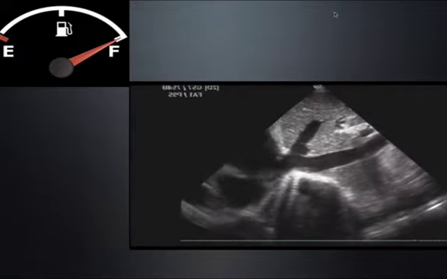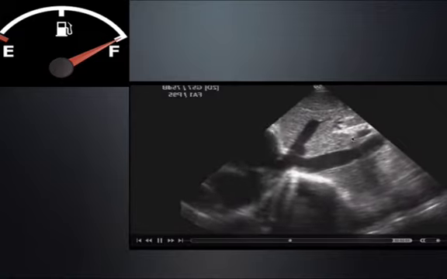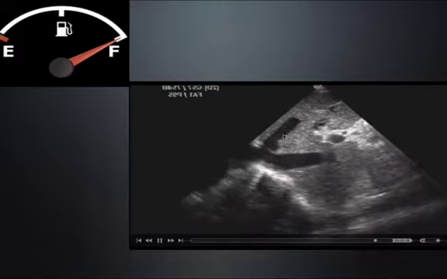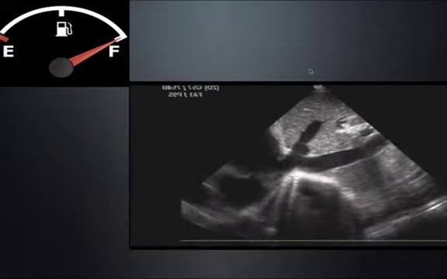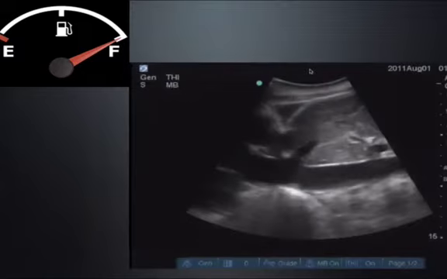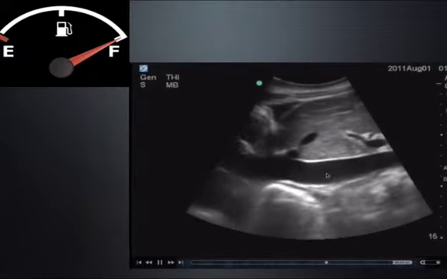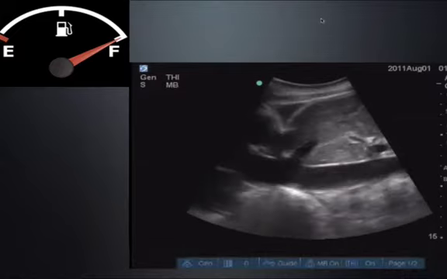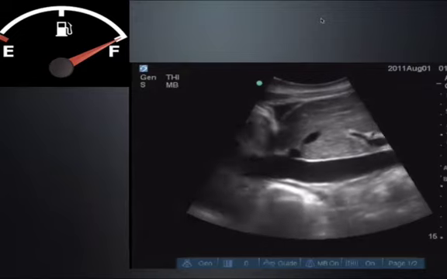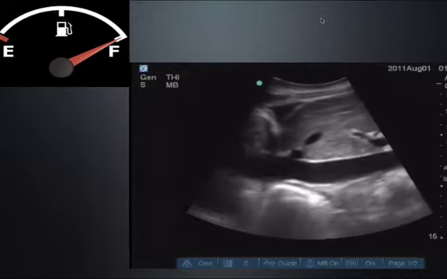How about this one? Again, we have our IVC right here, and we can see the subject taking breaths in. Not a lot of variability there. We can also see a nice large dilated hepatic vein as well. This would be consistent with a full tank. And how about this one? There's another IVC here. Essentially no variability, maybe a 5% variability with respirations. So again, consistent with a full tank.